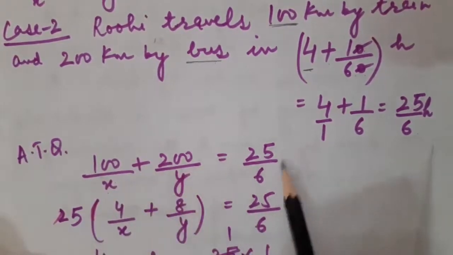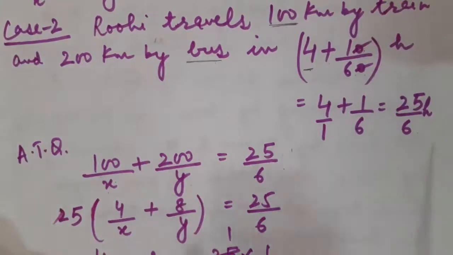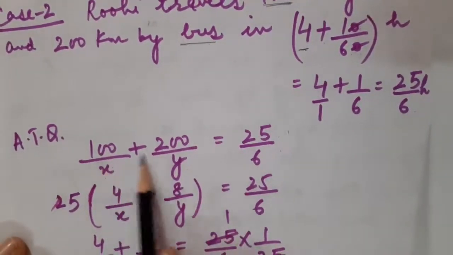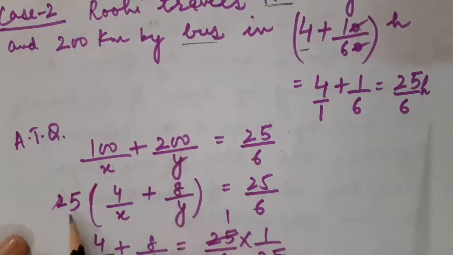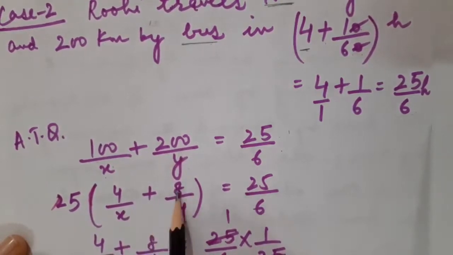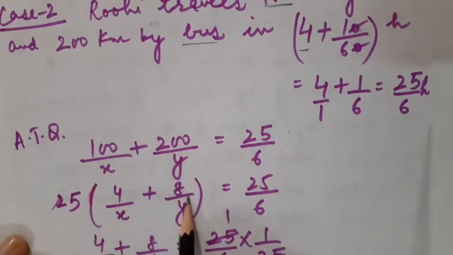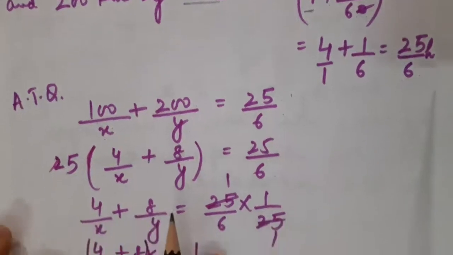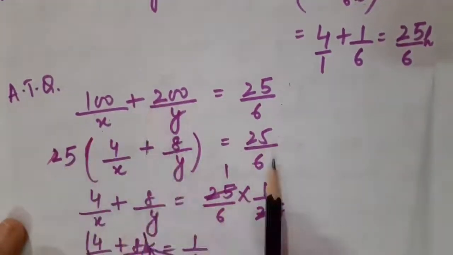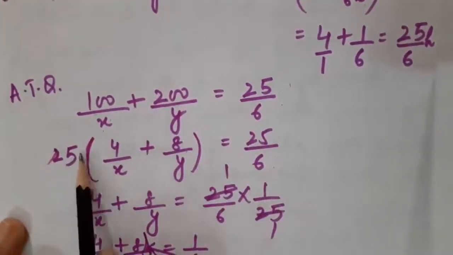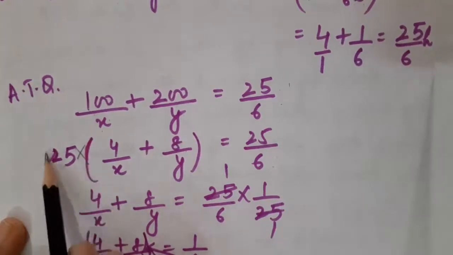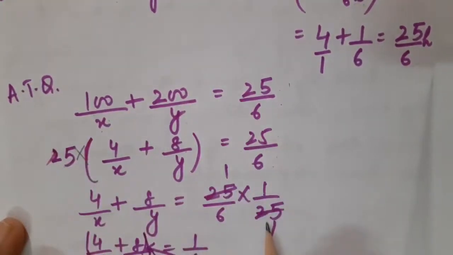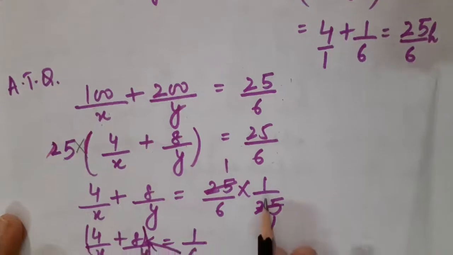That is 25 upon 6. Clear, children? Now from the left hand side I am going to take 25 as common. It would become 4 upon x plus 8 upon y, because 8 into 25 will give you 200. Right? Is equal to 25 upon 6. This 25 I have taken on the right hand side. Here 25 was multiplied, so definitely when it goes to the other side of equal to, it will be divided.